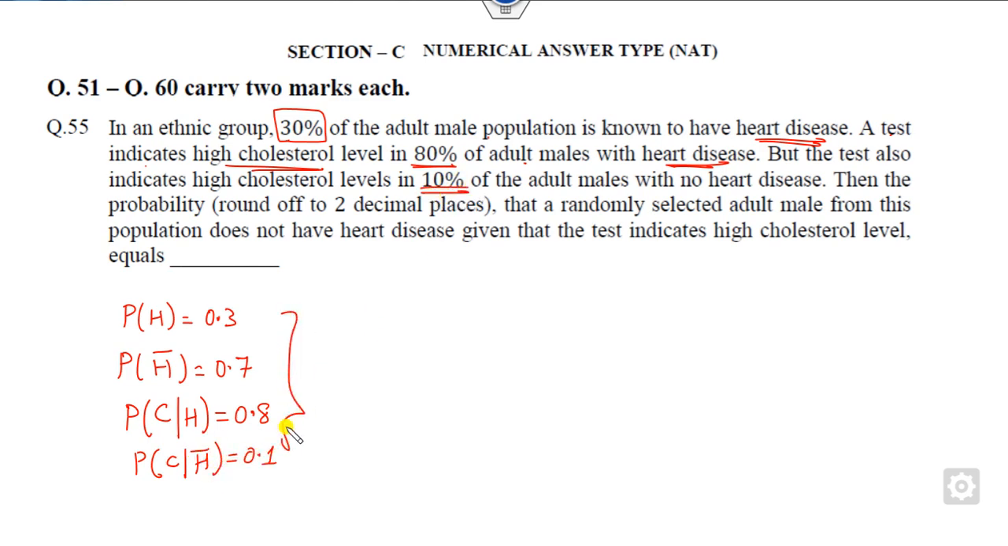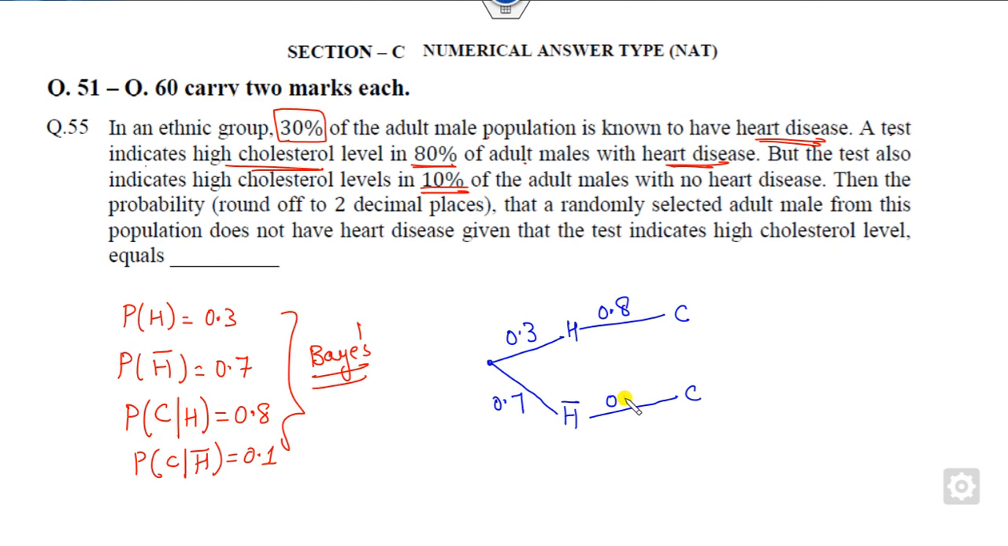So what is the meaning of that? This is nothing but Bayes theorem. Whenever it is Bayes theorem, you have to start from here. This is the person having heart disease, not heart disease. That's 0.3. This is 0.7. It has cholesterol, it's 0.8. It has cholesterol, 0.1. Now you can multiply this. It's 0.24. It is 0.07. If you add them, this is here. What is that? This is the probability of cholesterol.